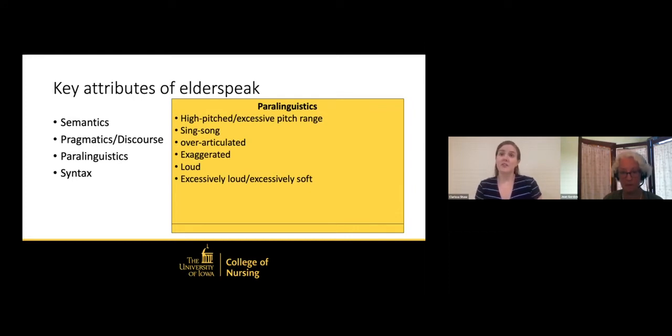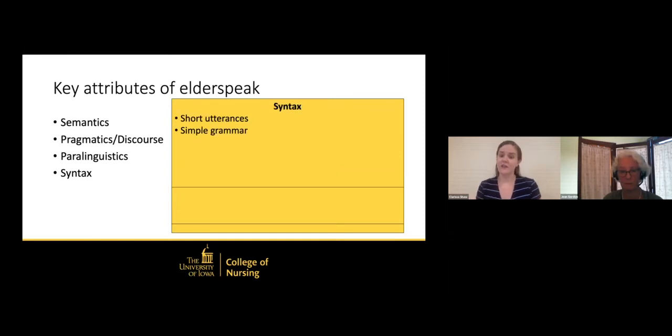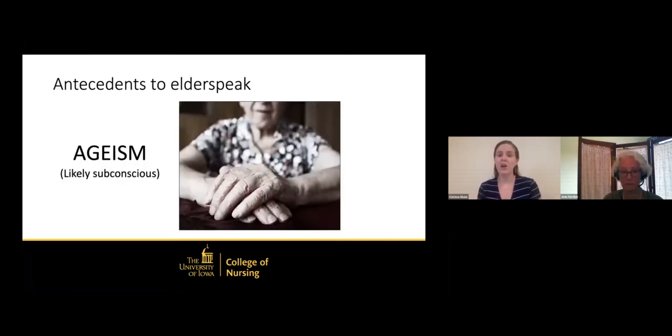And that's often related to that assumed excessive hearing loss of an older adult, whether they have a severe hearing impairment or not. And then similar to that pitch range, also just changing your loudness from going from very loud to very soft. And then lastly, the category of elderspeak would be syntax, and that's related to the grammar we use. So often we think of short utterances and simple grammar that could be considered patronizing attributes when speaking to someone.